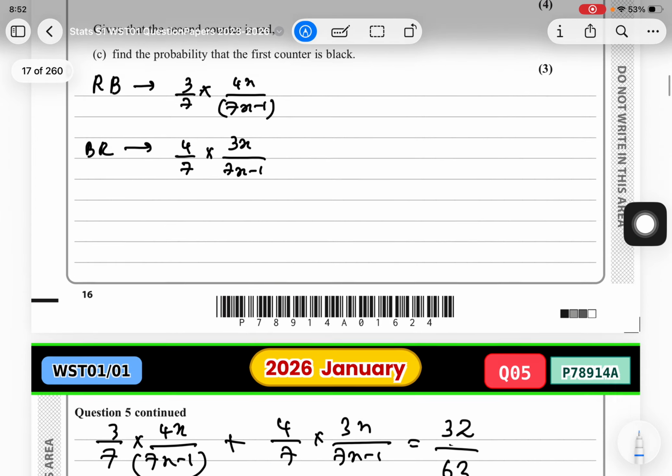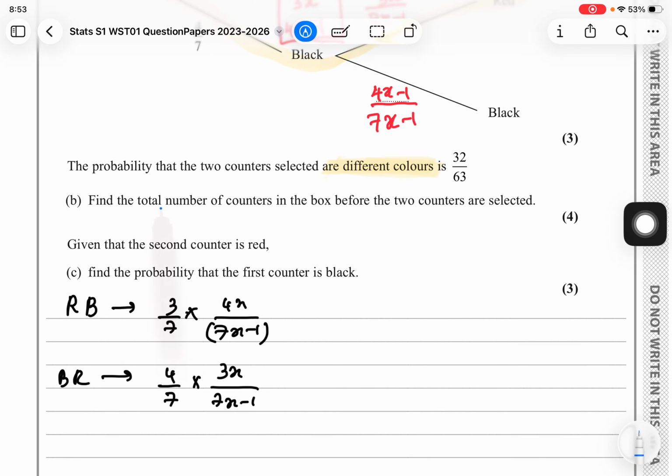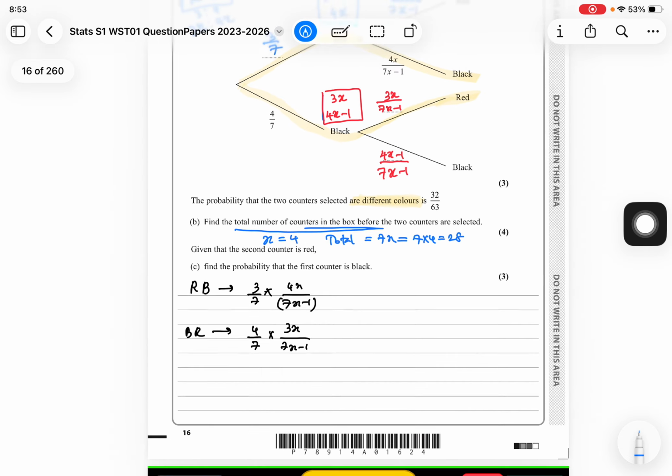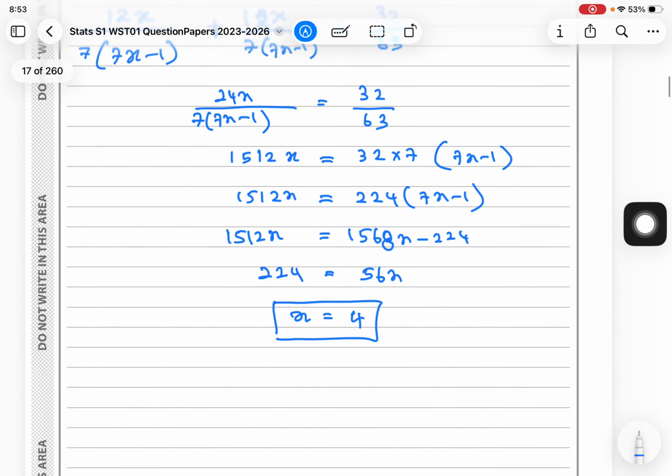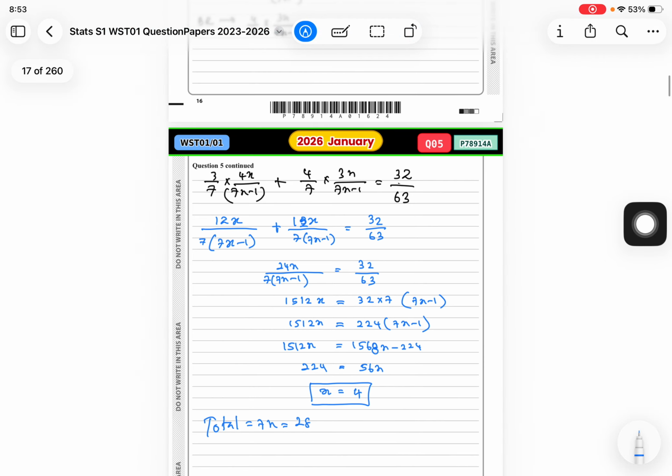So once we get the x variable, let's see what they're asking us. They're asking the total number of counters in the box before the two counters are selected. So the total was 7x, and here x was 4, which is 7 times 4, which is 28. So they had 28 counters in total. Here we can just have a placeholder called total equals 7x, which is 28.